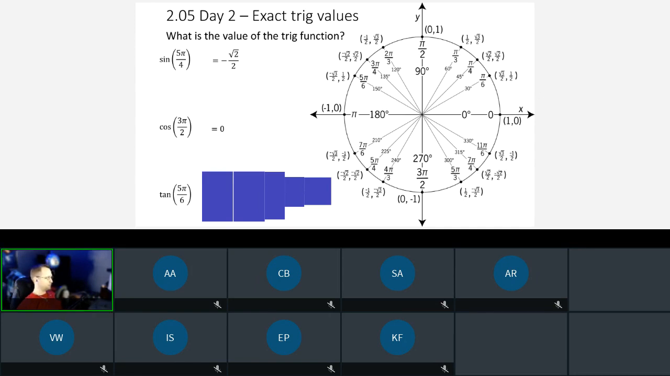And then tangent 5 pi over 6. Well, we have to do a little bit of math here. We have to put the y value, which is a half, divided by the x value, which is negative radical 3 over 2. Flip and multiply. The 2's cancel out. And that's how we get negative 1 over radical 3. But don't forget, we can't have radicals in our denominator. So we have to rationalize by multiplying by rad 3 over rad 3. Don't forget that step. And that's how we get negative radical 3 over 3.